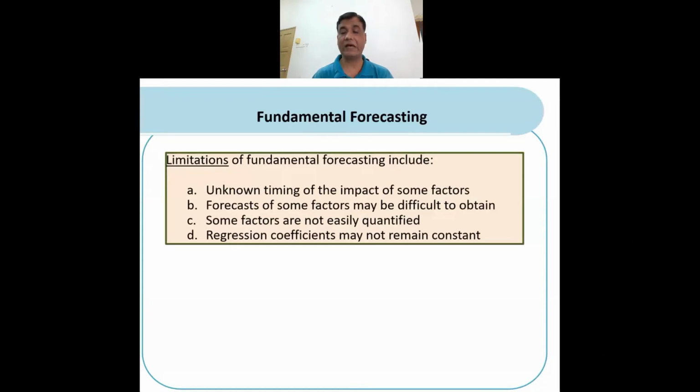Forecasts of some factors may be difficult to obtain. Some data, as I said earlier, because you are taking into account so many economic and political factors in the model, certain data may not be available for you. And some factors even cannot be easily quantified. For example, unemployment rate, to really get exact quantified data could be difficult. Same goes for political factors. To make certain data quantifiable could be very difficult.